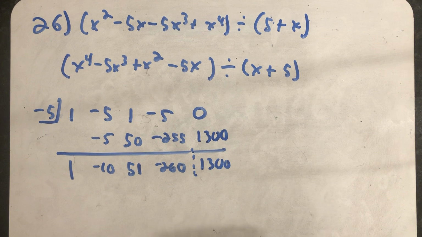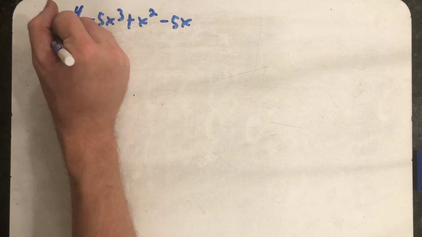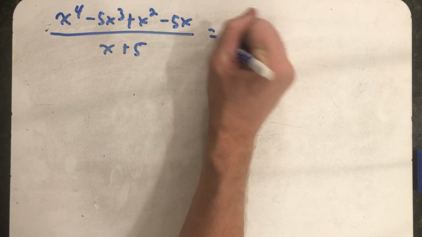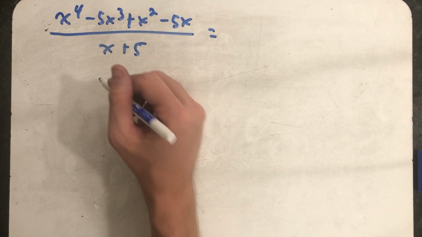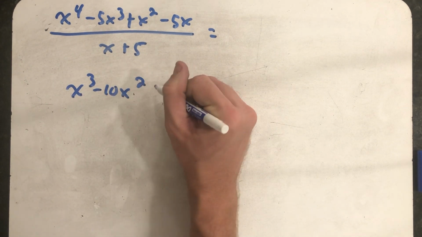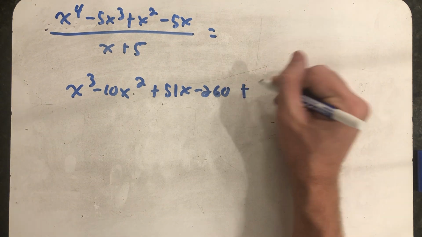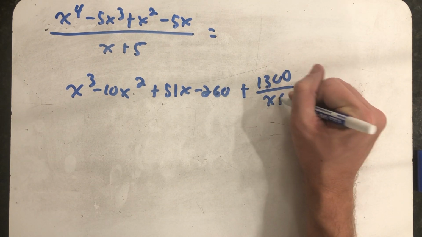I have a quotient and a remainder, but I was asked to divide. So I'm going to write my original problem down like it was a quotient, because it is. And this fraction is then equal to a quotient. Let's see what the quotient is here. Well, that would start with an x cubed. So x cubed minus 10x squared plus 51x minus 260, just looking at those coefficients. And then plus the remainder over what we were dividing by.